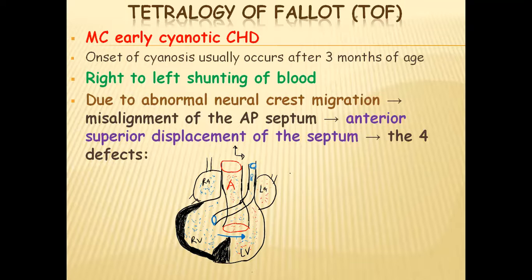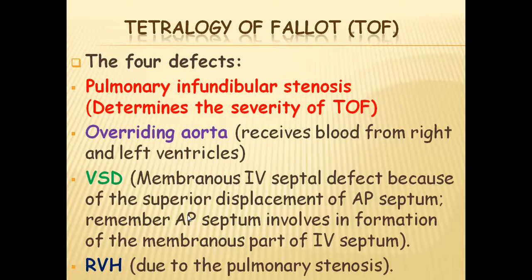So what are the 4 things that we want to see from this defect? Number 1, we want to have a pulmonary infundibulum stenosis. Number 2, we can see here we have the overriding of the aorta. Number 3, we have the ventricular septal defect, and lastly, we have the right ventricular what? Hypertrophy.